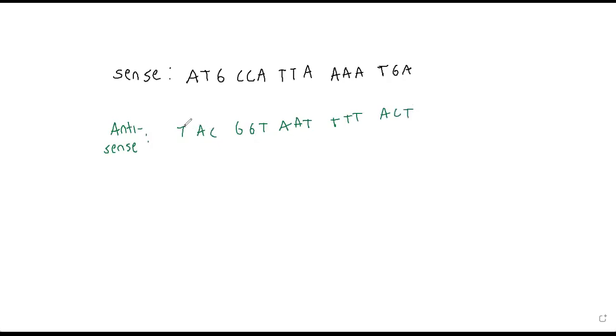All right, so what is this sense strand and this antisense strand? Well, the sense strand contains the information necessary for making a protein. So it has necessary information. However, the antisense strand does not. It has nonsensical information.